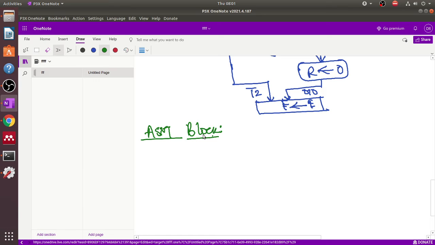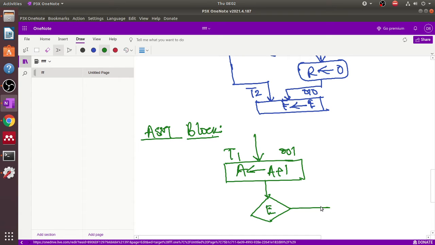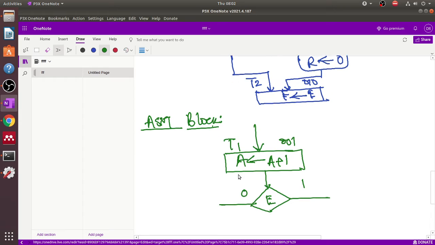Associated with the state T1 are two decision boxes and one conditional box. The diagram distinguishes the block with a dashed line around the entire structure. Okay, but this is not usually done, since an ASM chart uniquely defines each block from its structure. A state box without any decision or conditional boxes constitutes a simple block. So first, for the ASM block discussion, one operation is performed: in register A, the value is incremented by 1 for the binary input 001, and this is timing state T1. And now for E, there are two states, for 1 and for 0.